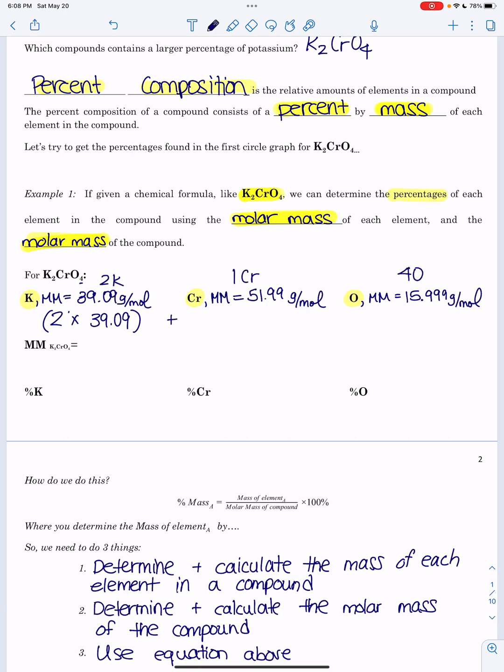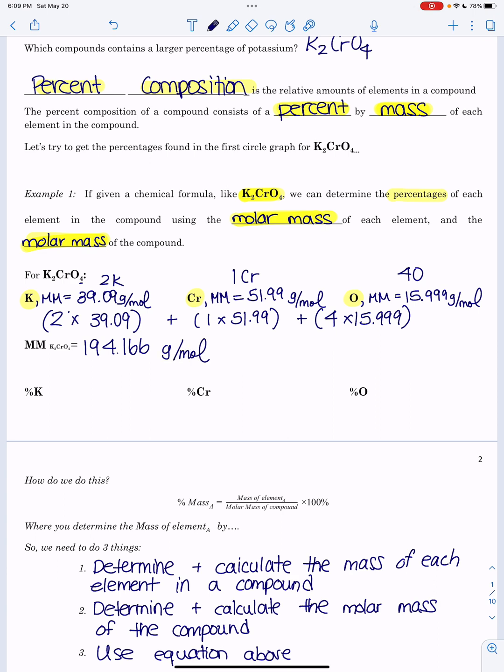I'm going to add that to 1 times the molar mass of Cr. And I'm going to add that to 4 times the molar mass of O. And so if I do this math on a calculator, you might hear me clicking onto the calculator. You will get a molar mass of 194.166 grams per mole.